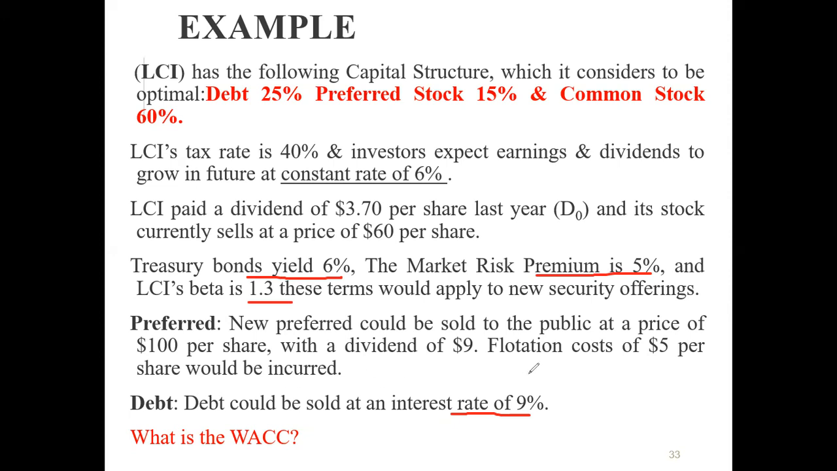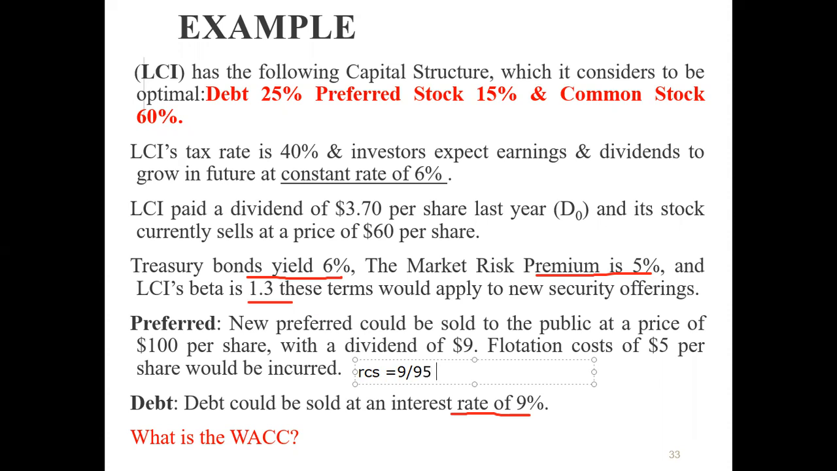So the easiest one here, it is very clear for me, is the preferred stock, so I can start with the things that come fast to my mind. So I have a preferred stock, so the cost of the preferred stock will be the dividend $9 divided by the price after flotation, so it is $95.